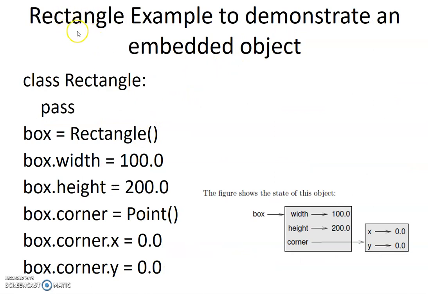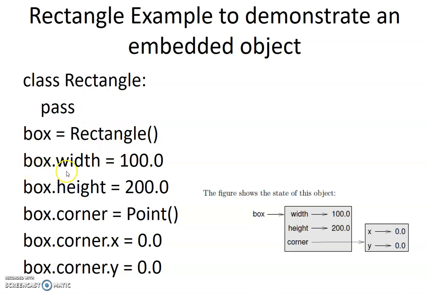So here is the demonstration of creating a rectangle. How are we going to do this? Here we created a class of type Rectangle. I am not writing anything inside it, so all these contents are outside the class Rectangle. We are just creating a box, invoking the class Rectangle, just like how we call a function.